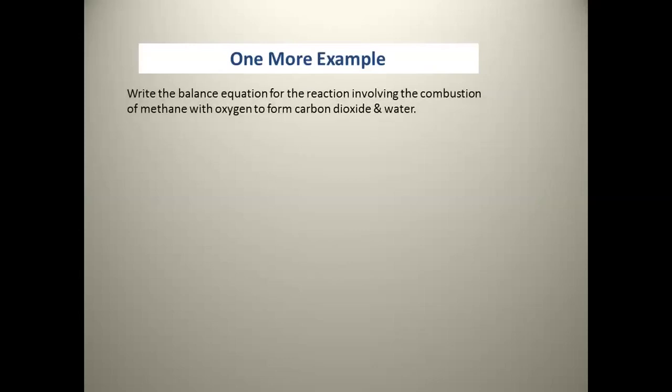Suppose the question arises: write the balanced equation for the reaction involving the combustion of methane with oxygen to form carbon dioxide and water. So first of all, how will we do this question? Step 1. Write the equation in word form, because in the earlier example, the symbolic equation was already given. But in this example, you have to make your equation in word form. The word form equation is methane plus oxygen. When it reacts, it forms carbon dioxide and water.